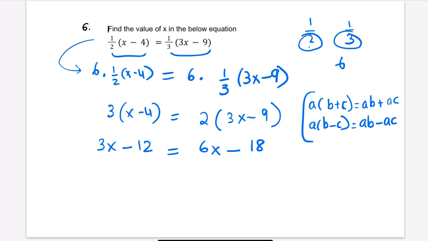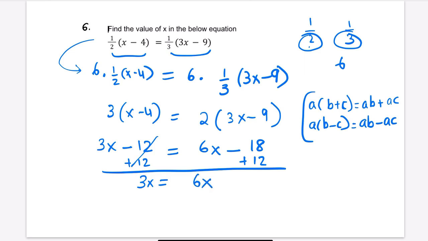And again, now we have numbers and letters, or variables, scattered on both sides. We have to eventually solve for x. So let's remove 12 from both sides. Let's remove the 12 from the left side, which means we have to add 12 on the left side, and I'm doing the same operation on the right side. This gets cancelled out. I am left with 3x is equal to 6x. Negative 18 plus 12 is negative 6.